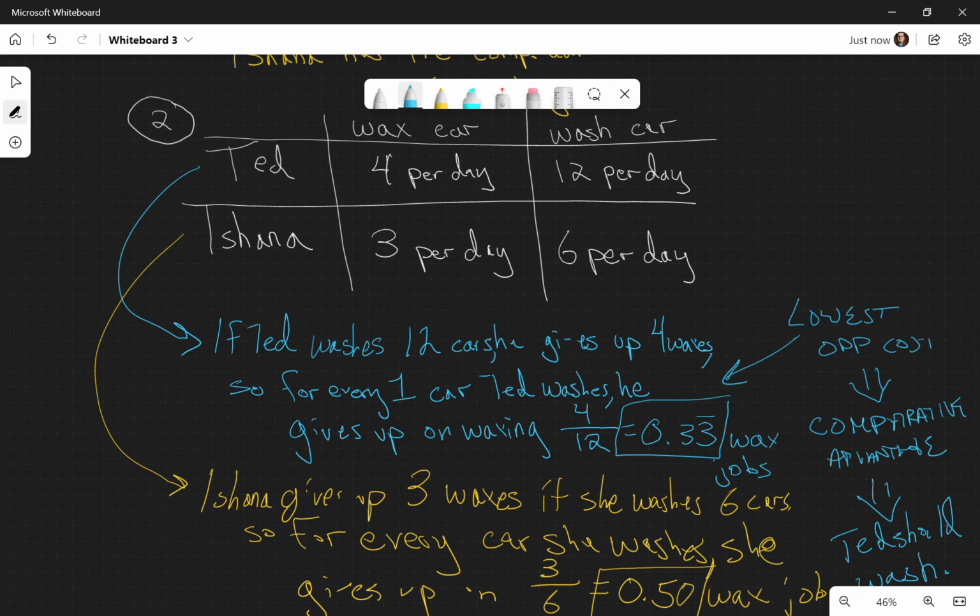So any questions on those comparative advantage problems? We will see these on the midterm. They will not be more complicated than this.